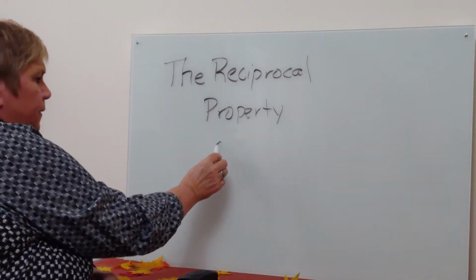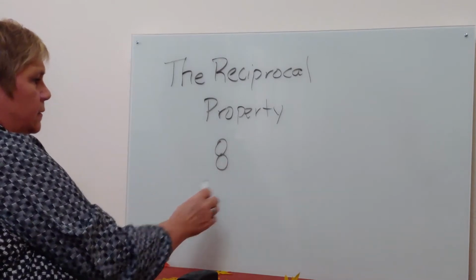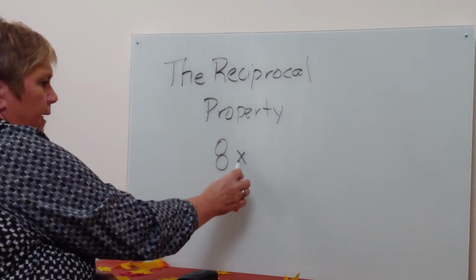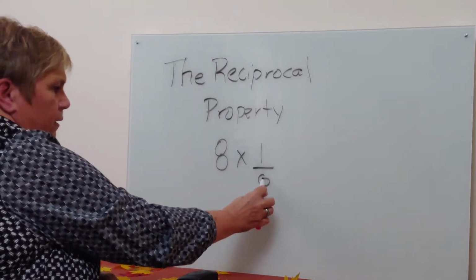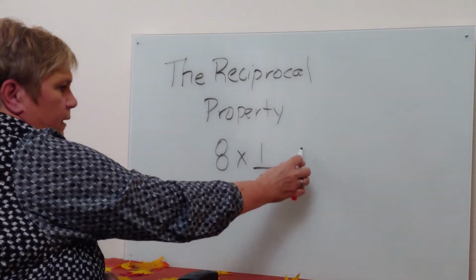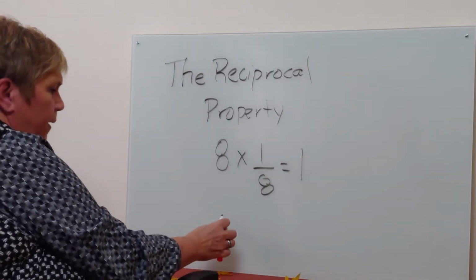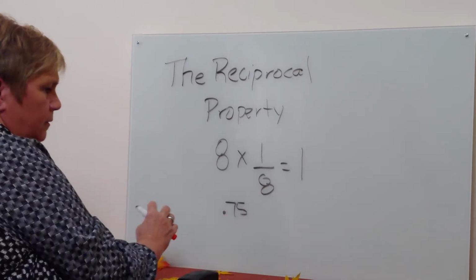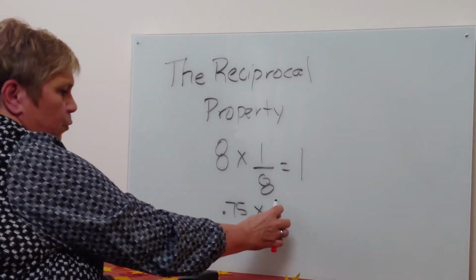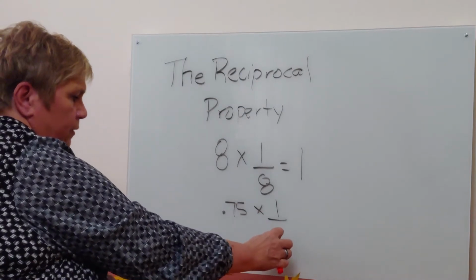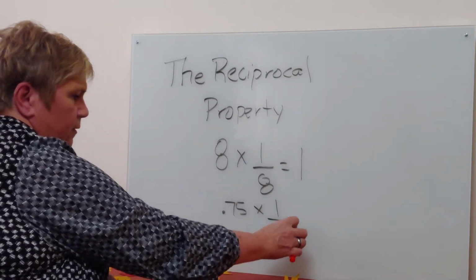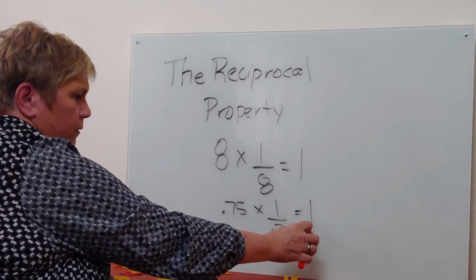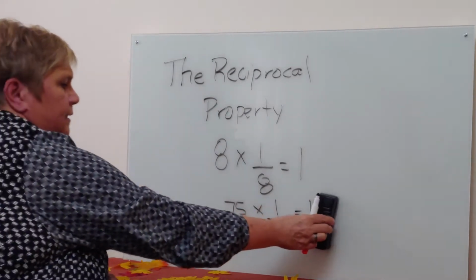What would be the reciprocal of 8? 8 times 1 over 8 equals 1. How about 0.75? Simple. Times 1 over 0.75 equals 1. Now let's get a little trickier.